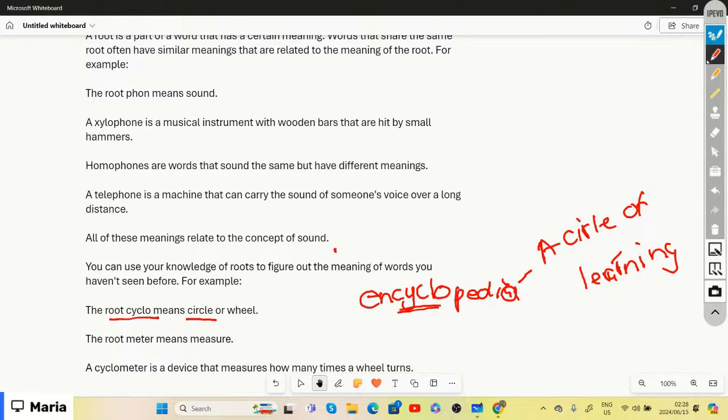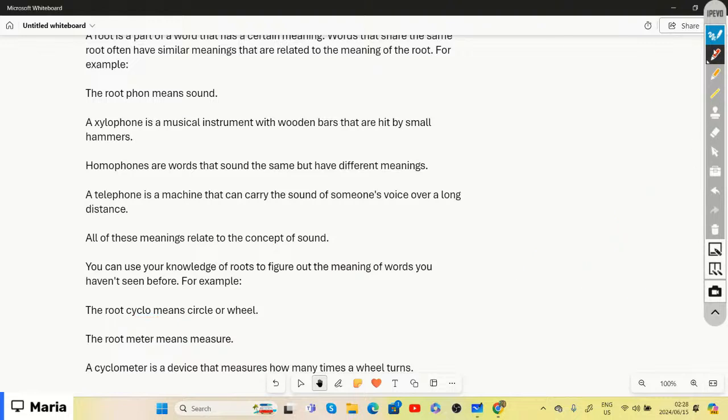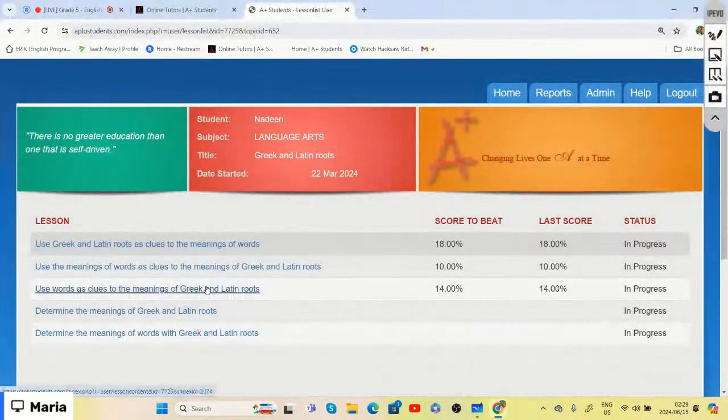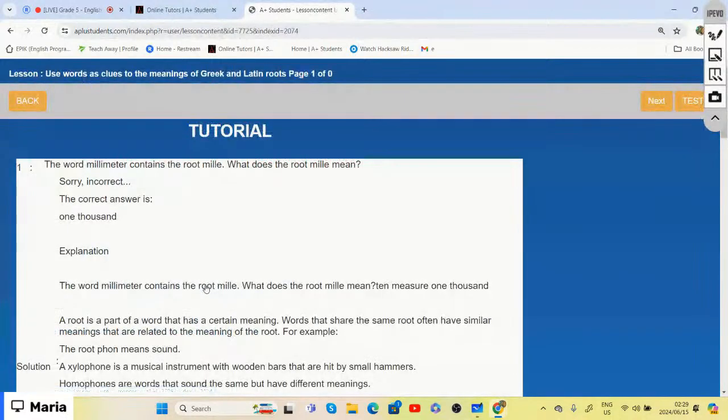If we also look at other root words that have to do with Greek and Latin roots, or let's just go to our A plus students.ca and rather work from there. Otherwise, we're going to go back and forth. All right, okay, so we are here, right?